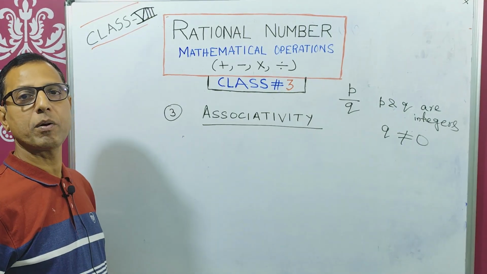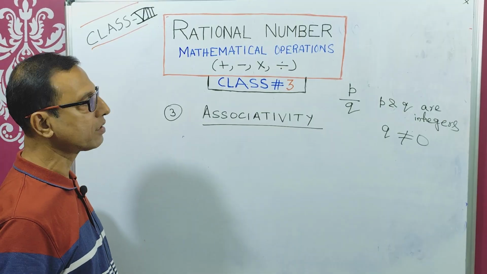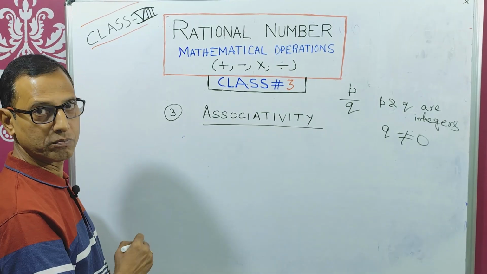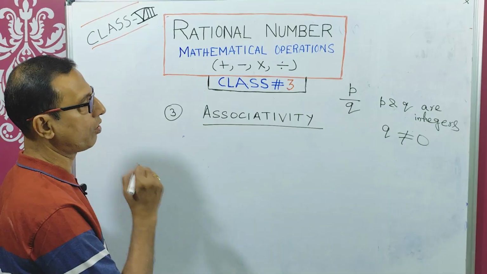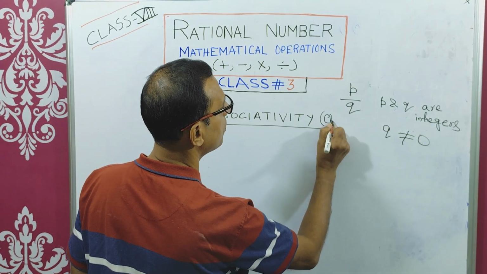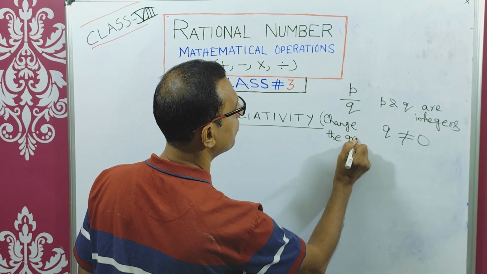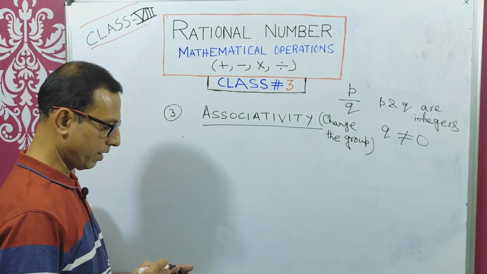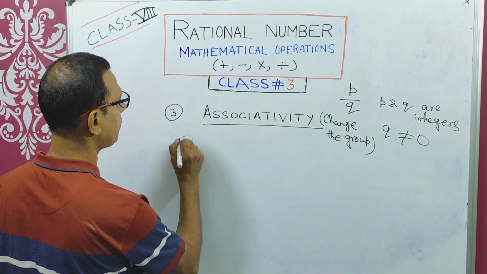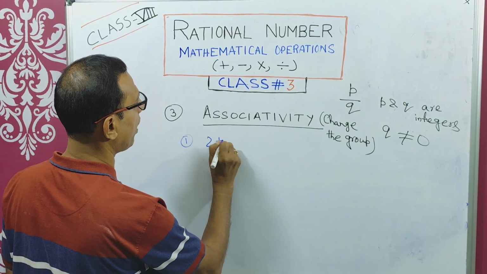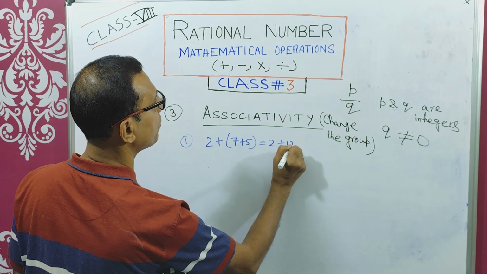Okay. Next property will be associativity. Associativity means if there are more than two numbers, then if you change the group of numbers, is the result impacted or not. So for more than two numbers, for addition, let's say 2 plus 7 plus 5 equals 2 plus 12 equals 14.